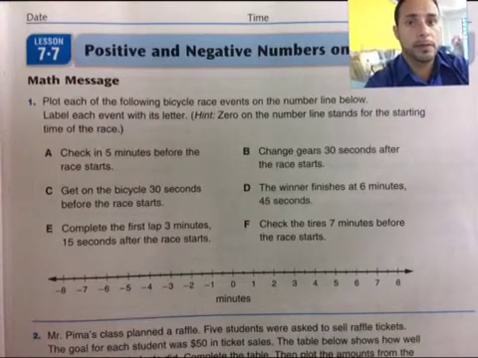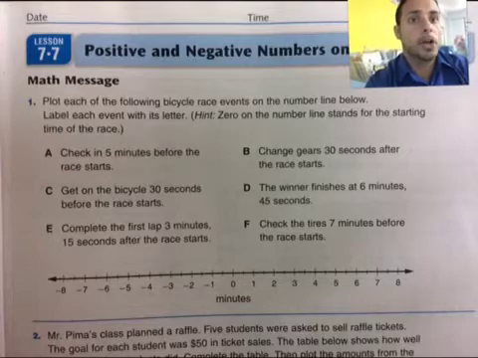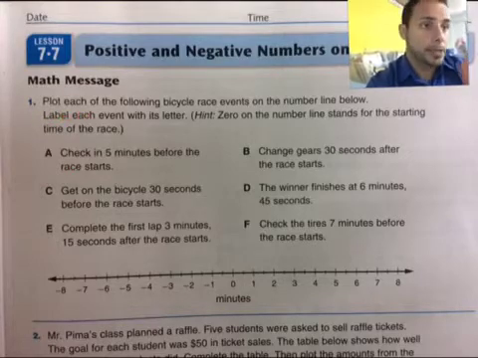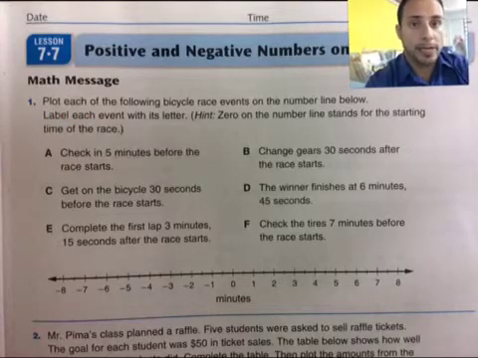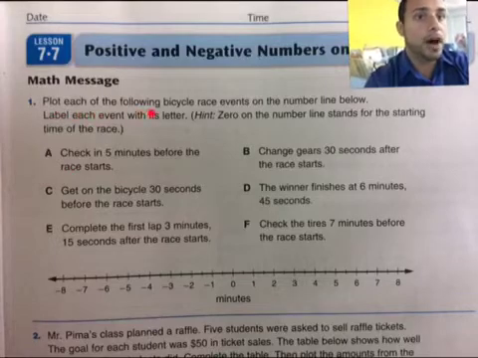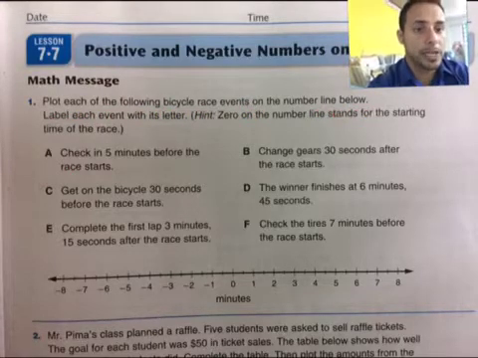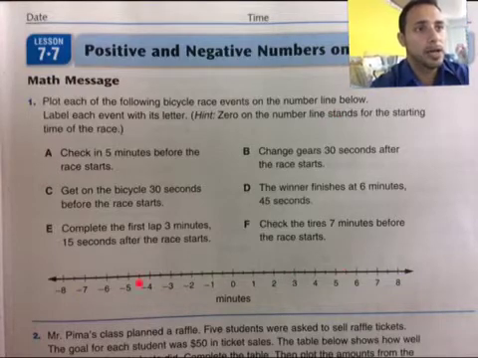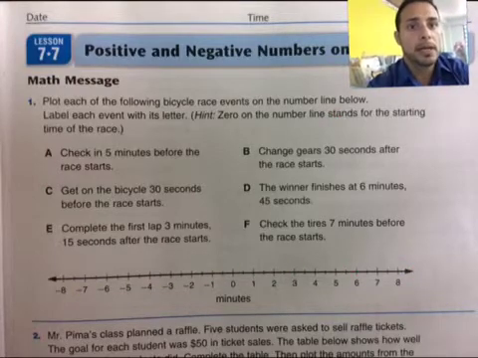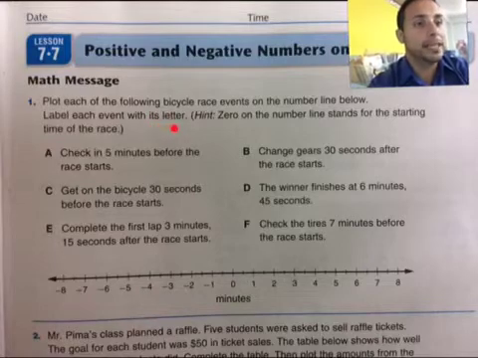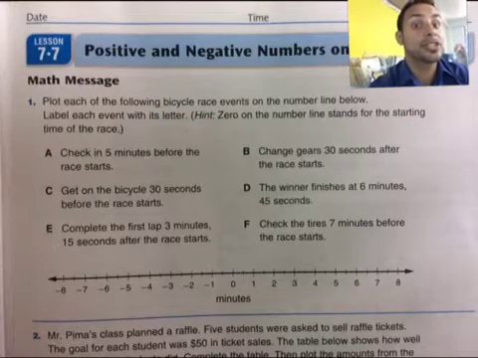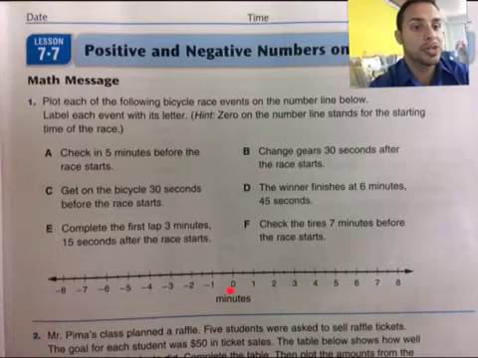Okay, so let me move myself out of the way. And here we go. Plot means write down, okay, or find. Plot each of the following bicycle race events on the number line below. Okay, so this is a sequential timeline. Label each event with its letter. Hint, 0 on the number line stands for the starting time of the race. So here's where we start.